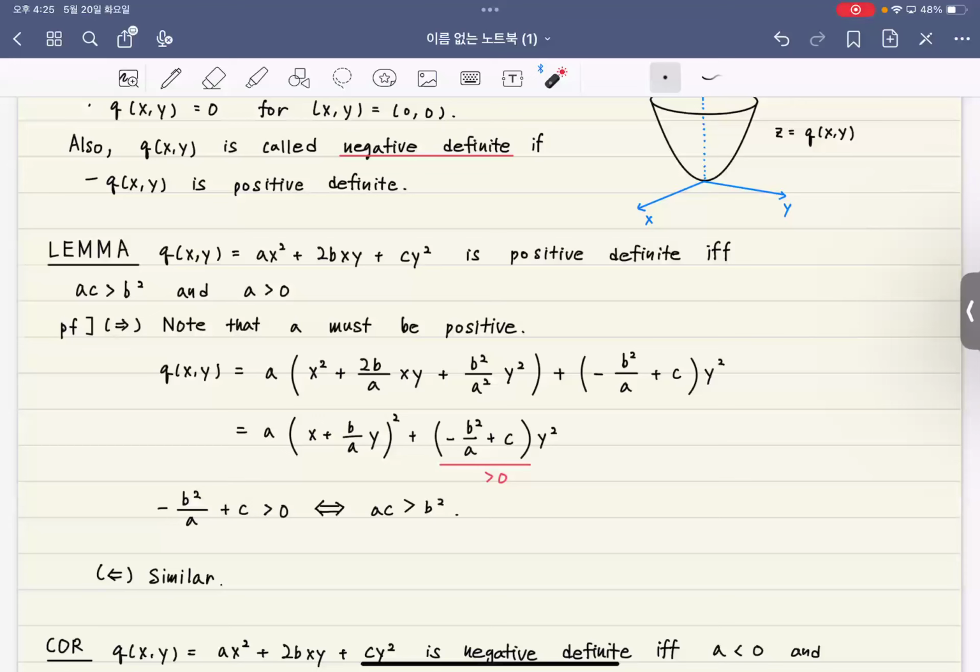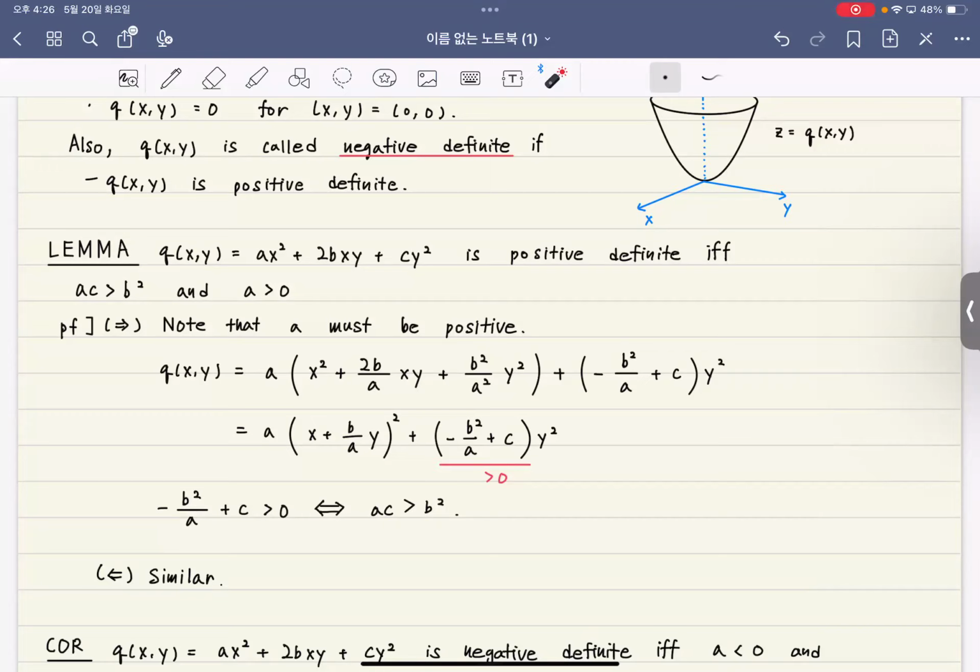Suppose, okay, this direction first. Suppose that Q is positive definite. In order to be positive definite, I believe that A must always be positive. A has to be positive, right? Why? Because if A equals 0 or A is some strictly negative number, then you can actually find some non-trivial choice of x and y so that your function value Q(x,y) is strictly negative, right? Because of that reason, A must be positive. Good.